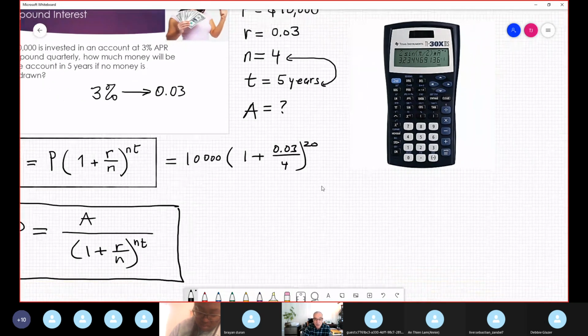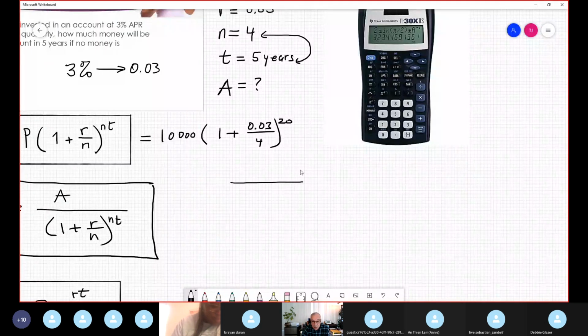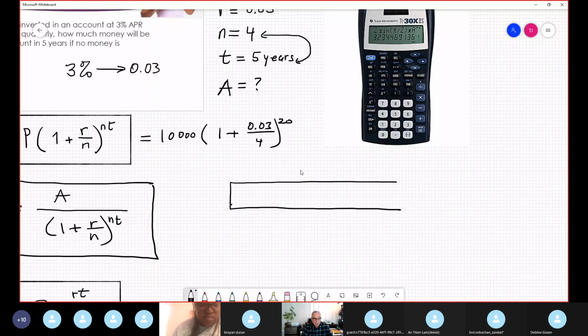Okay, now how do you put something like that in the calculator? Well, this is the display of our calculator. I press on, clear the display. Okay, I encourage everyone to try to follow me on your own calculator. And you put 10,000.